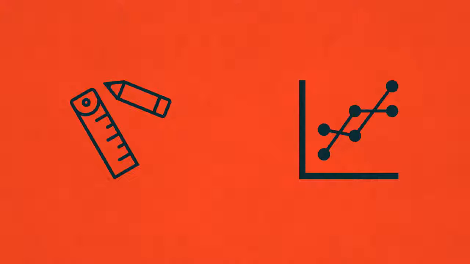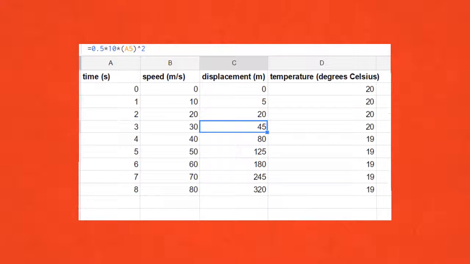We're going to be looking at data and trying to prove a relationship. Here is some data gathered from an experiment of something falling. Some of the data might be useful, but some of it, like temperature, might not.